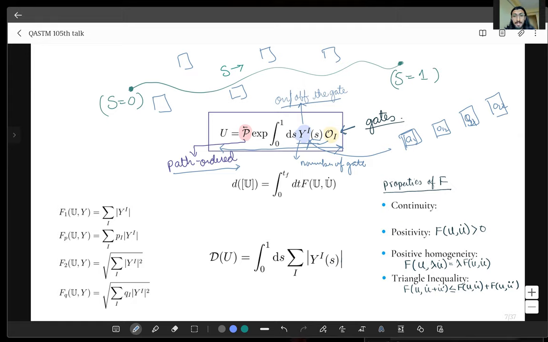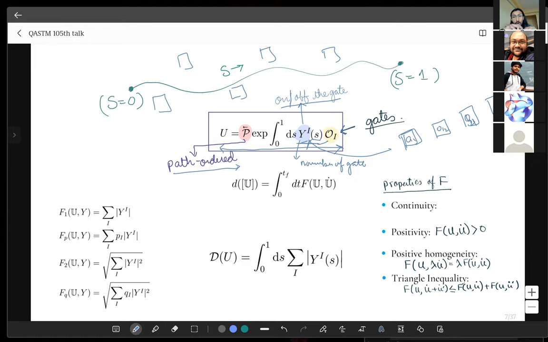So this would be the number of gates YI would give. That would be the aim. If you want to calculate complexity, we need to find this YI, and that will give the number of gates. If you integrate it along the path, you get the measure of complexity.